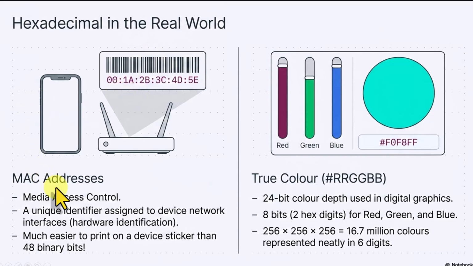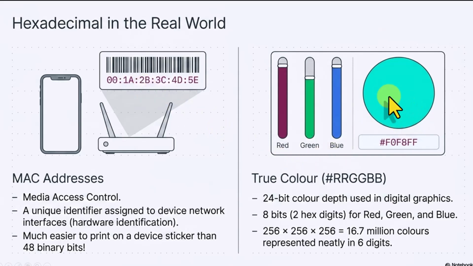For example, MAC addresses, you might have seen this in your mobile phones or things like that. MAC addresses, or media access control, look something like this. Now in the computer, this is stored as binary. It is a unique identifier assigned to a device's network interface hardware, and much easier to print on a device sticker than 48 binary bits. Think about when you need to use that. It would be quite lengthy, and because it is ones and zeros, you have a high probability of making mistakes. So this makes your life easier.